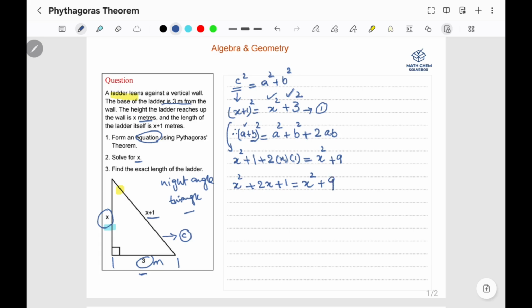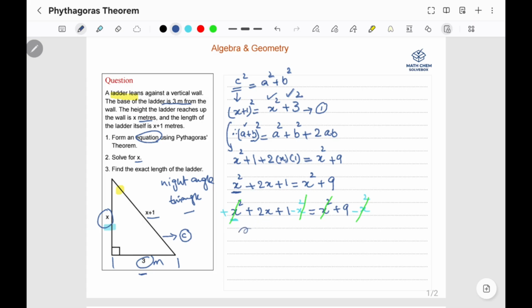Now we can solve this quadratic equation. We can shift this x square to the other side. So for the shifting, we can subtract the same term on both sides. To shift this to the other side, the opposite of plus x square here is minus x square here. So subtracting x square on both sides, plus x square here and minus x square here will cancel out.